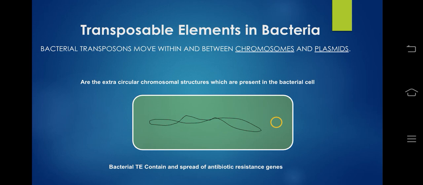Transposable elements in bacteria. Bacterial transposons move within and between chromosomes and plasmids, which are the extrachromosomal structures present in the bacterial cell. Bacterial TEs contain and spread antibiotic resistance genes.